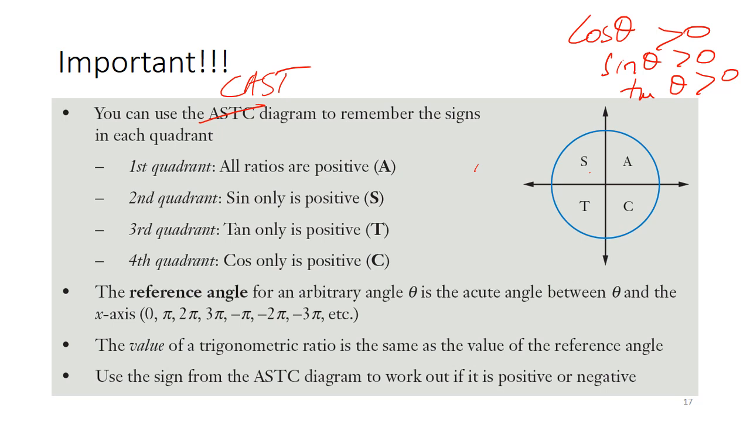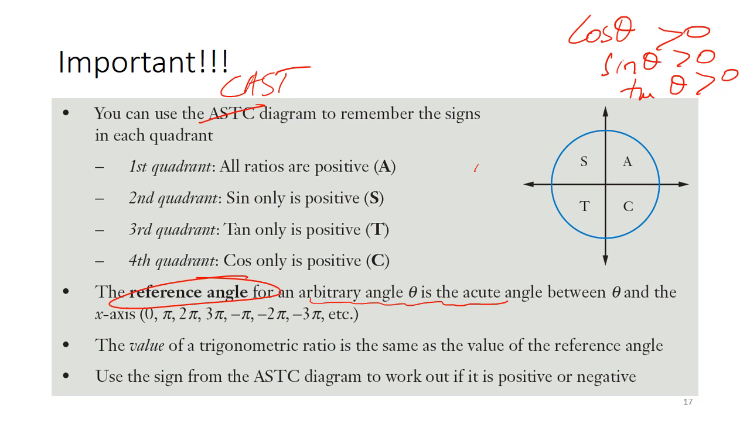So how do you use it? We need to first use something called a reference angle. So the reference angle is the arbitrary angle theta, which is an acute angle. Acute angle, remember, is an angle less than 90 degrees between theta and the x-axis. So you always want to talk about the angle between this guy and the x-axis. So if we have an angle here, we're going to use this as the reference angle, not this one. If we have an angle here, we're going to use this guy as the reference angle, not that one. Okay, so it's always the acute angle next to the x-axis.